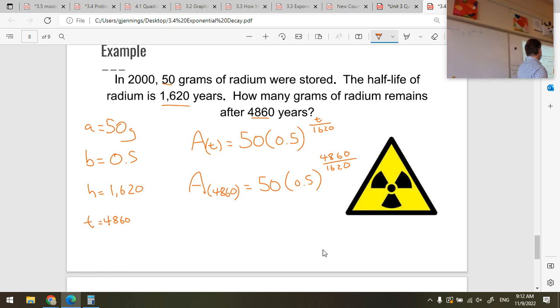No, the half-life is not 3. The half-life is 1,620 years. 4,860 years happens to be 3 of those. So when I evaluate that, your calculator will tell you that that number is 3. Or you know that 16 times 3 is 48, and 20 times 3 is 60. And so then you can do it in your head.